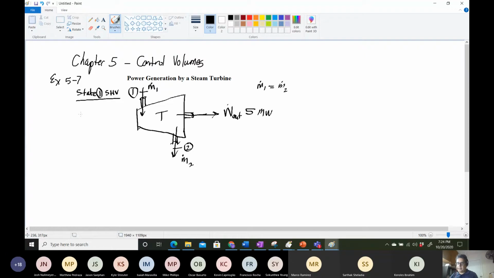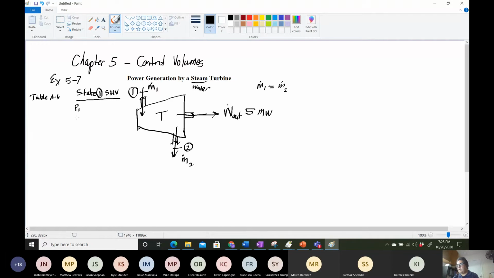But they'll never, in this class for chapter 5 and even in the exams, this will always be superheated vapor. So this is steam, so therefore steam means water, right? So we're talking the water tables in the back of the book. All right, so superheated vapor, we know that that's table A6.